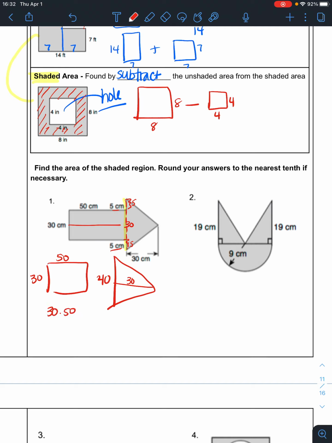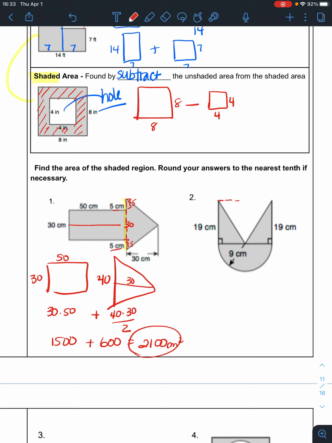So the area of a rectangle is base times height, so we would have 30 times 50 plus the area of the triangle, which is half the base times the height, so we would take 40 times 30 over 2. So you would have 1,500 plus 600, and you would get that the total area is 2,100 centimeters squared.